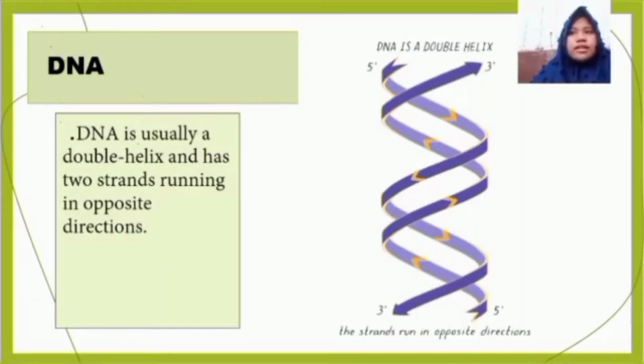DNA is usually a double helix and has two strands running in opposite directions. In the picture shown on the side, it has a double helix, or a double strand, running in opposite directions. Double helix describes the appearance of double-stranded DNA, which is composed of two linear strands that run opposite to each other.